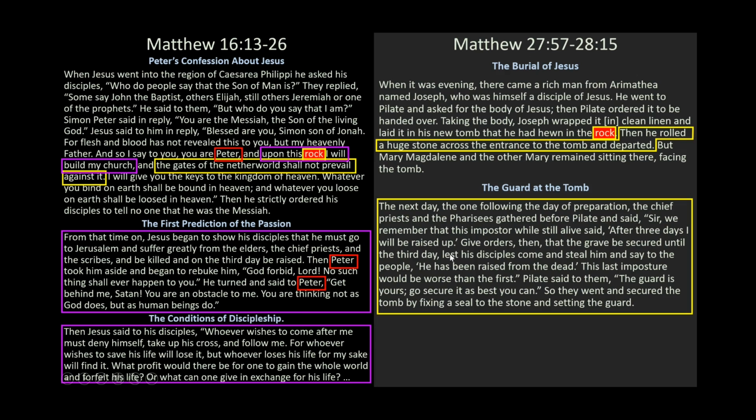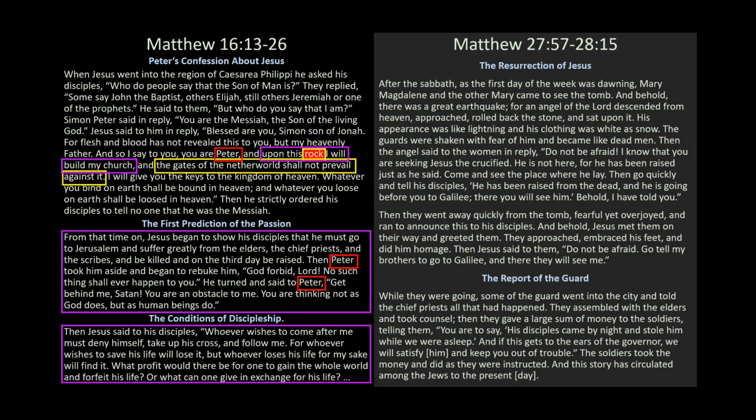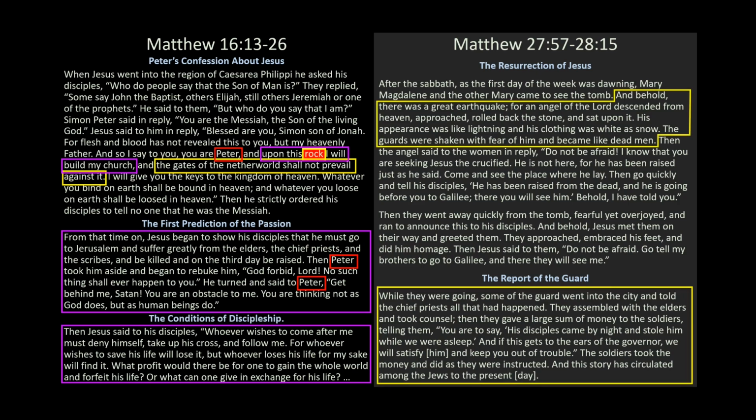So let's move on to the last part of the scripture, the resurrection. So after the Sabbath, as the first day of the week was dawning, Mary Magdalene and the other Mary came to see the tomb. And behold, there was a great earthquake, for an angel of the Lord descended from heaven, approached, rolled back the stone, and sat upon it.